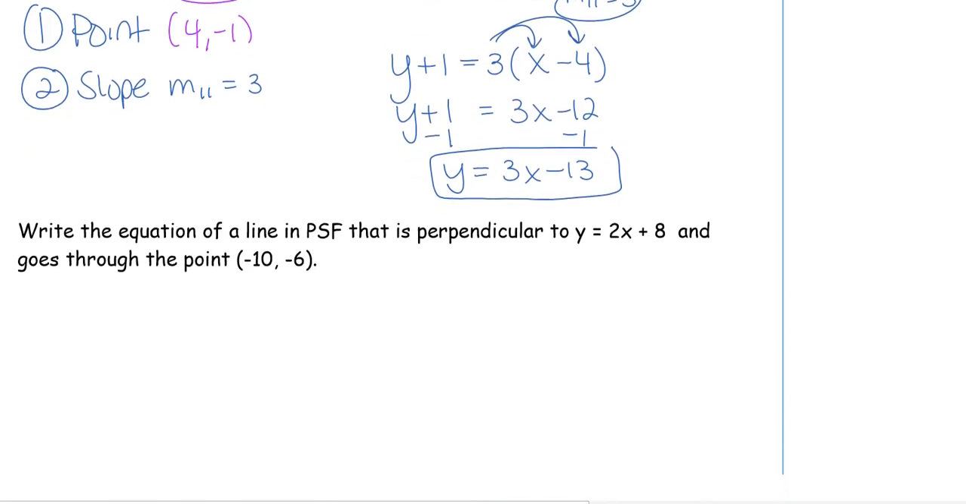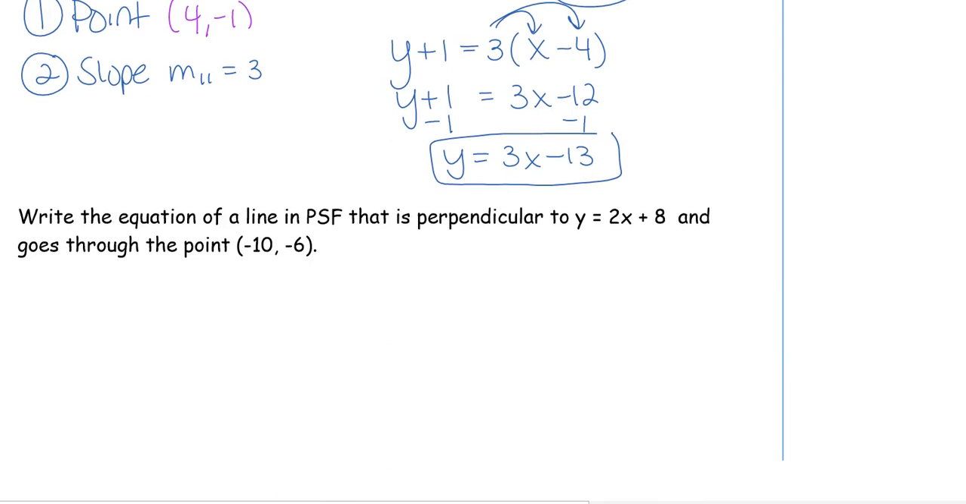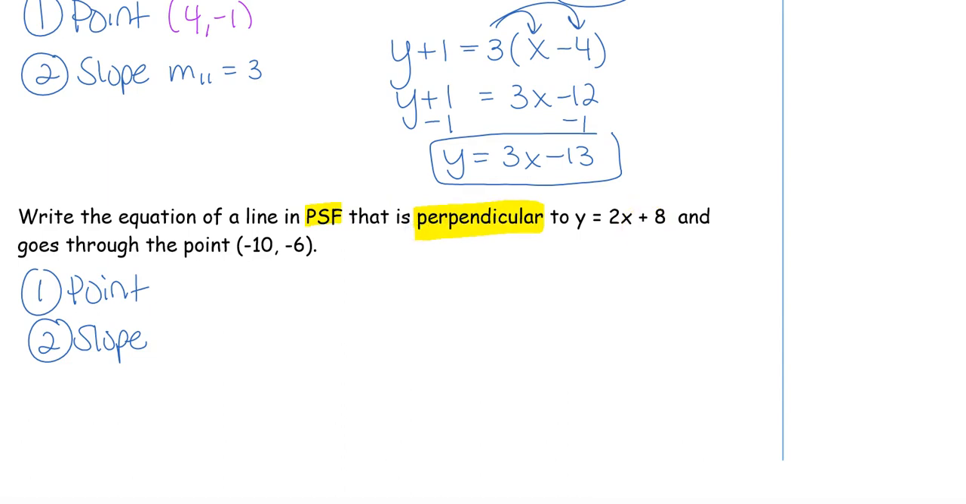So each time we write an equation, there's two things that we need. First, we need a point, and second, we need a slope. So when I'm writing the equation of the line, this time we want it to be point-slope form, and I want it to be perpendicular to the given equation. So when I look at my equation, y equals 2x plus 8, it's in slope-intercept form. I see that my slope is 2.